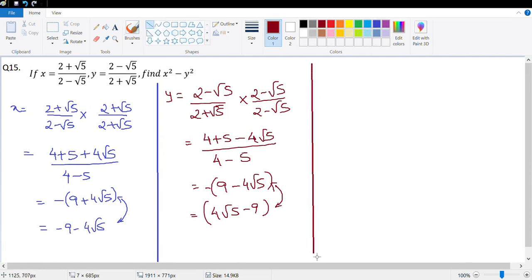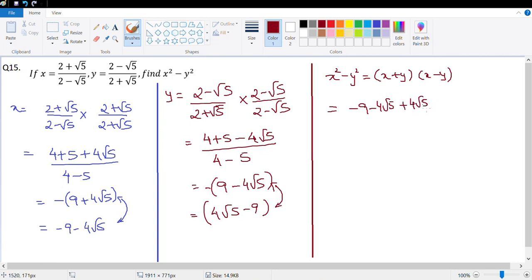So now what they want is x square minus y square. So this is equal to basically x plus y multiplied with x minus y. Let's put these values, we should be able to get something. So x is negative 9 minus 4 root 5 plus y, which means plus 4 root 5 minus 9. So that's my x plus y, and multiplied with x minus y, which is negative 9 minus 4 root 5 minus 4 root 5 plus 9.